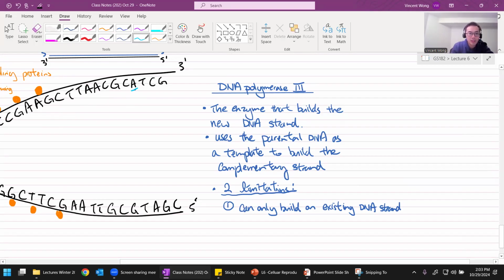unless there is already some work done. Okay. So something has to start this. It's not going to do it on its own. It needs someone to build a strand a little bit first, and then it will continue to work. Does that make sense? Okay, so that's the first limitation. It can only build on an existing DNA strand. Something else has to start the process, and then it will continue.